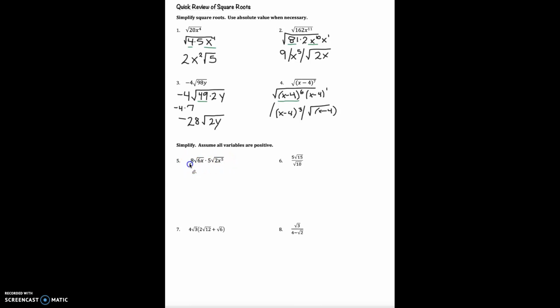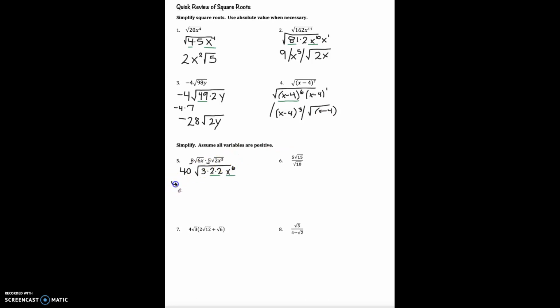So this first one here, I'm going to multiply that 8 times 5 and I get 40. So those are our coefficients. And then the square root of, I have 6x and then 2x to the 5th. I'm going to rewrite the 6 so it's 3 times 2, and the reason I'm doing that is I have a 2 in the other radicand. And then x and x to the 5th, add those exponents, you get x to the 6th power. So our perfect squares would be this 2 times 2 or 4, and then x to the 6th. So we will take the square root of those.